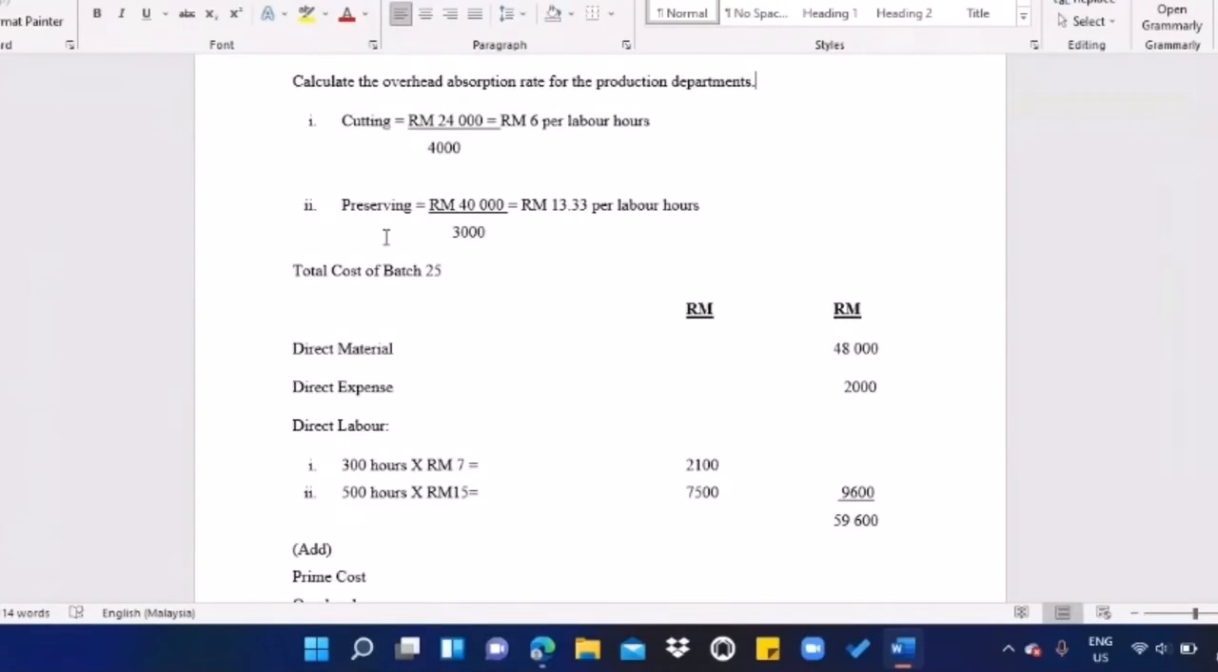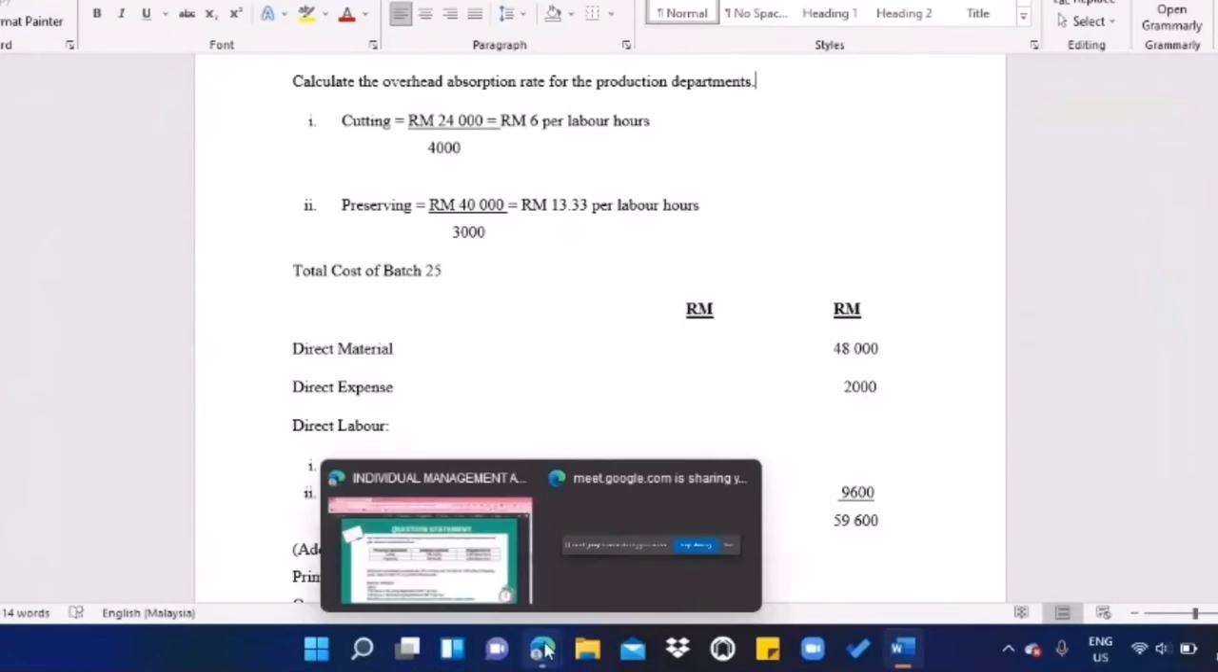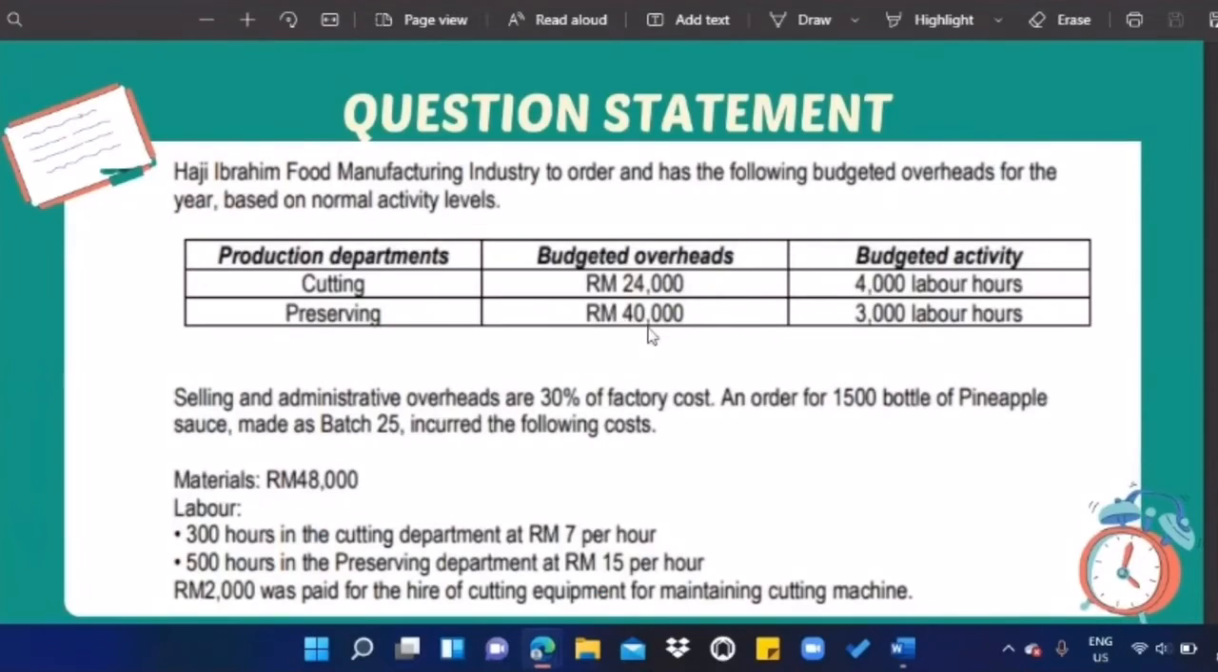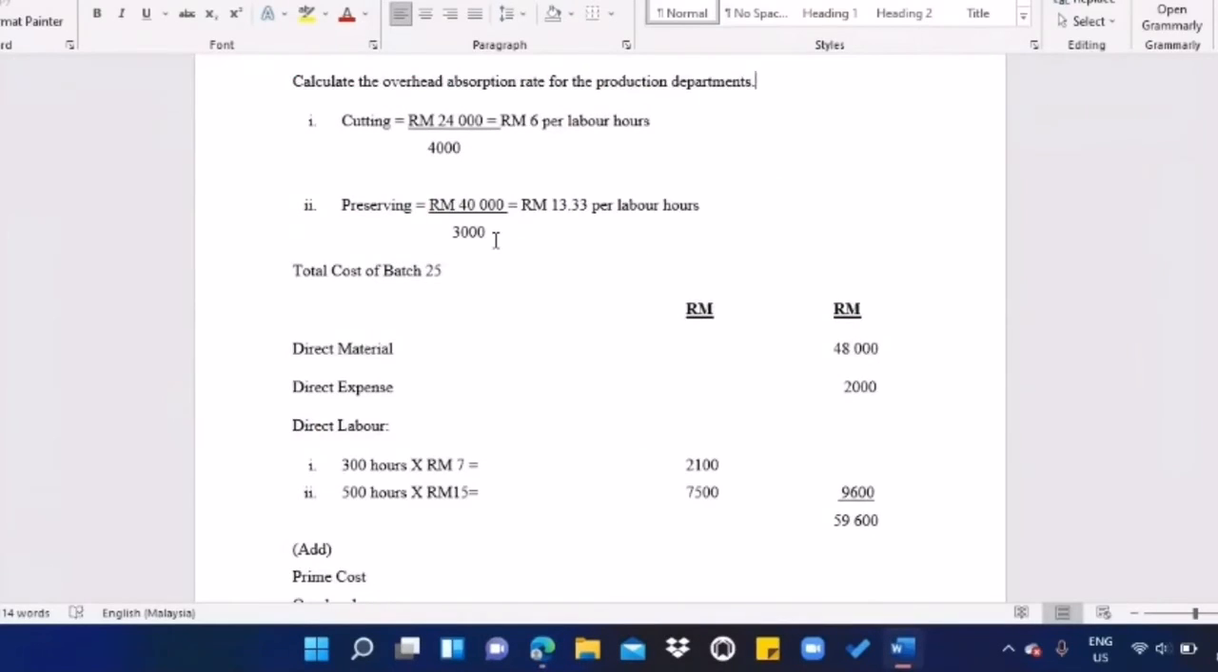And for the preserving department, we get 40,000, where 40,000 is the budgeted overhead, divided by the budgeted activity of 3,000 labor hours. So we get about 13.33 per labor hour. All right, this is the total overhead absorption rate for each department.